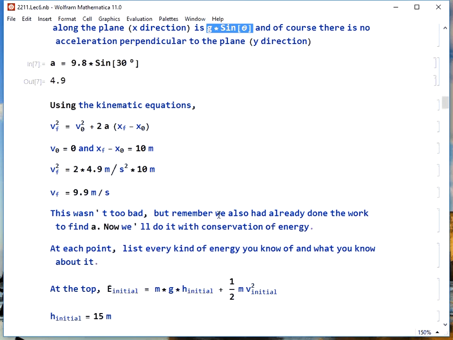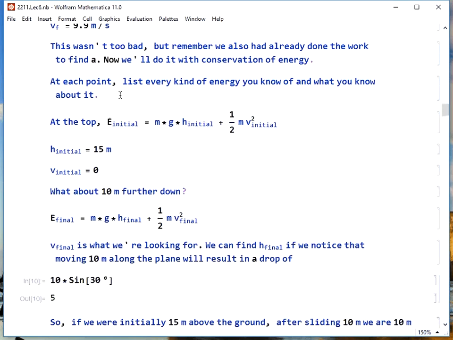What about if we do this with conservation of energy? The way we do it is at each point we list every kind of energy that we know of and how much the object has of that kind of energy. So at the top we have mgh initial plus 1/2 mv initial squared. This is our gravitational potential and our kinetic energy at the start. Our initial height is 15 meters off the ground. The 30 has nothing to do with anything at this point. We just want to know the height straight up and down. Initial velocity was 0, so this term is actually going to fall out. It won't really have any kinetic energy at the start.